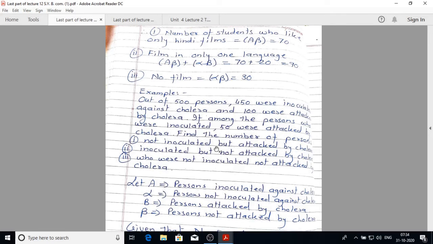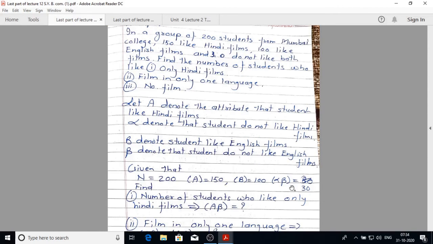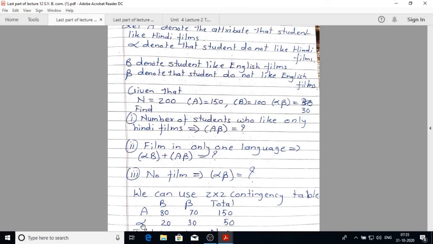So the things which we want can be given as number of students who like only Hindi films. That is nothing but A beta. The value is nothing but 70. See, this is the value A beta. The value is 70.